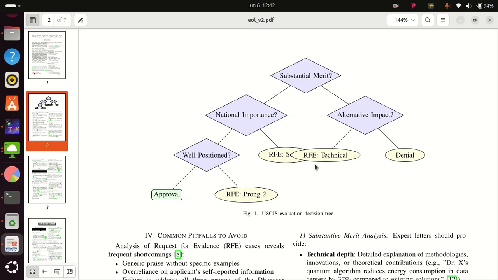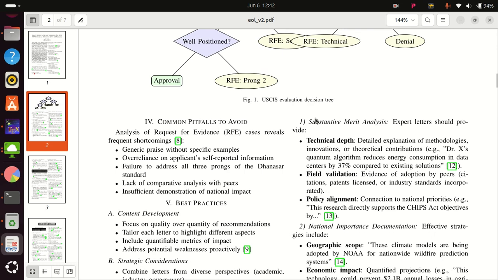If you're not well positioned, they'll give you a prong two issue. A lot of the time people make this mistake: they have a good prong two, which is that they are well positioned, and they have something that is also nationally important, but they don't write substantial merit, and they don't give a proper plan. So that's the most common RFE. We have another video on the most common issues with the RFE.